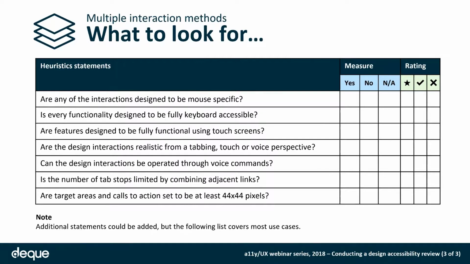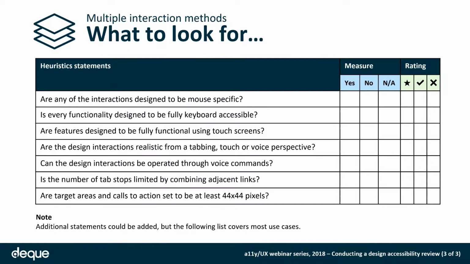And then the last but one is, are we limiting the number of tab stops? Because it is important for a keyboard user or a screen reader user to get through the entire functionality in minimum tab stops. So are we doing that? We will definitely showcase an example for this statement, where I will explain what we mean by combining adjacent links.